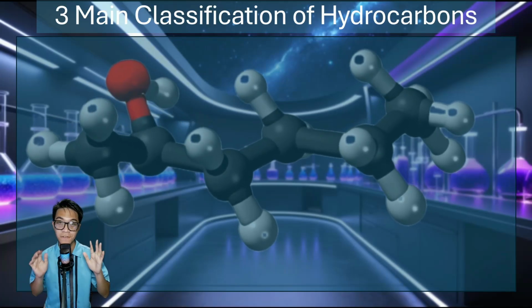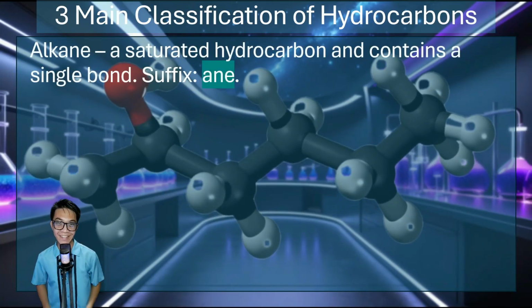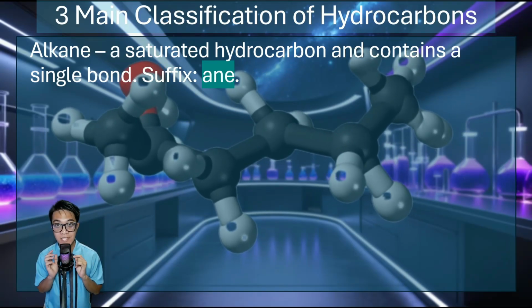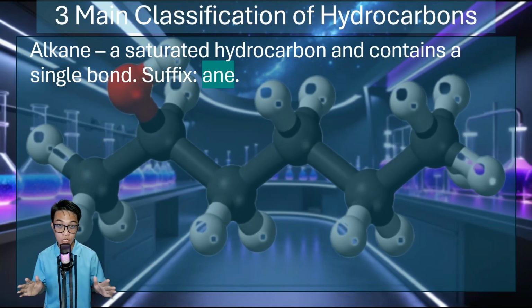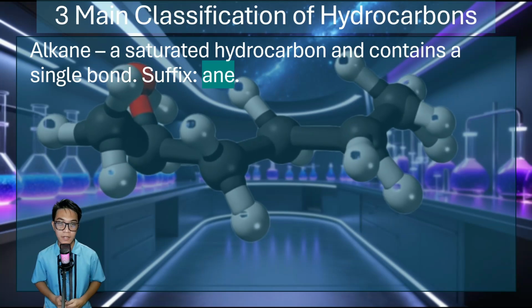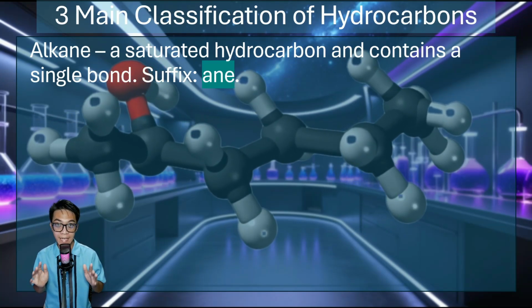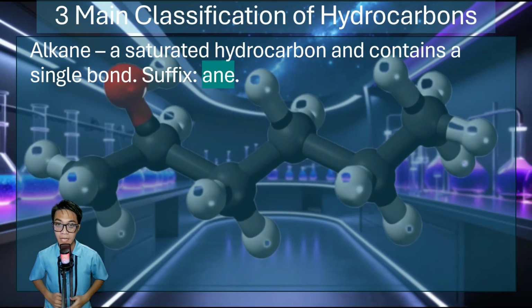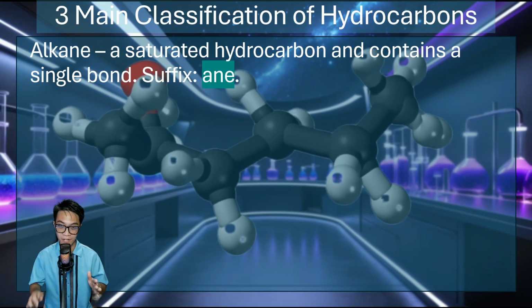First, let's have our first classification of hydrocarbon, which is our alkane. Alkane is a saturated hydrocarbon which contains only single bonds. And among all of these classifications of hydrocarbon, alkane is the most stable one. Now, alkane has a suffix of -ane towards the end of its name. So that's one way to identify if a specific molecule is an alkane or not.